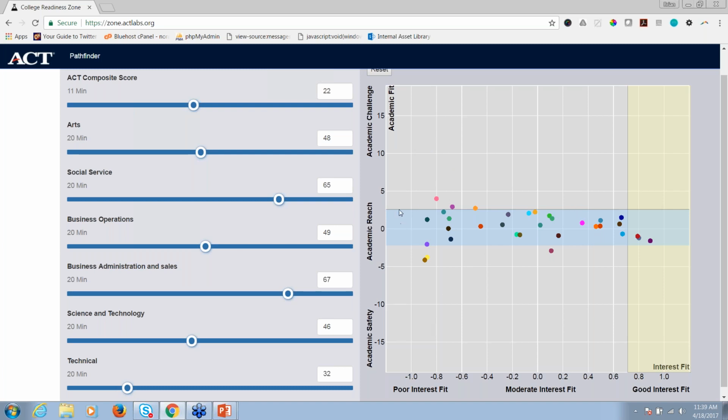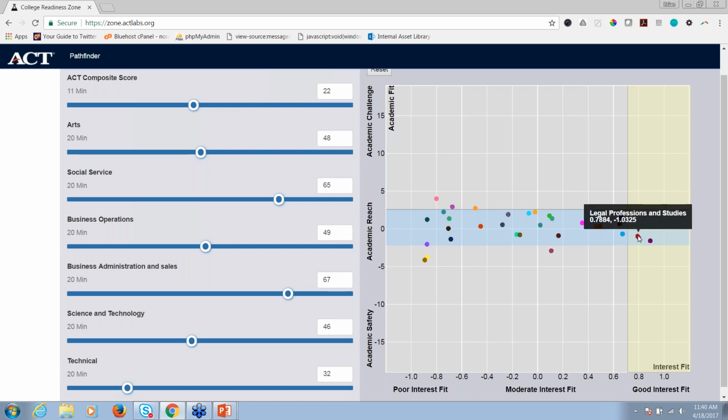And you can see the majors that fall within ±2 ACT composite score points are in blue, and then majors that have good interest fit are shaded in yellow, and then the overlap is what we call the sweet spot, where you have both academic and interest fit. And the idea would be, if we built this out, that students could select on those majors.